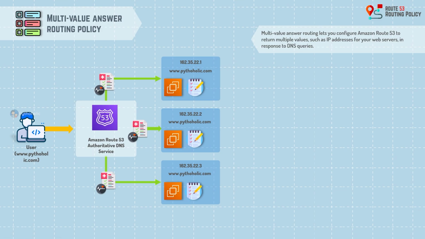Route 53's multi-answer routing policy uses a round-robin method to distribute traffic among the available IP addresses. This means that when Route 53 receives a DNS query, it responds with a different IP address each time, cycling through the available options in a circular pattern. This way, traffic is evenly distributed among the available resources. Additionally, Route 53 can use other routing policies as well, such as latency-based or weighted routing, to choose the best available resource based on factors like geographical location or performance metrics.